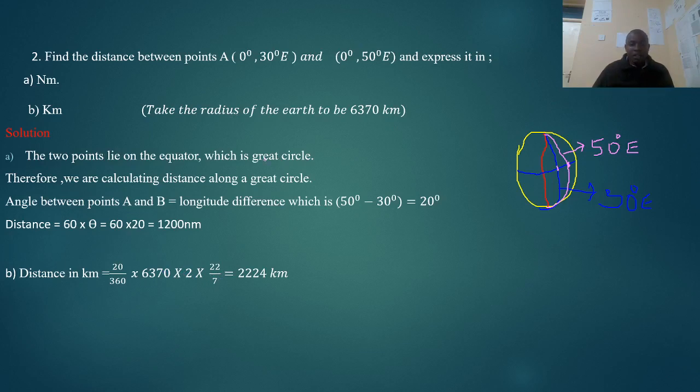That is by saying theta all over 360 times 2 pi r. Because this is at the center, which is the equator, the only great circle, we use this formula for calculating the distance along great circles. So you will find the distance in kilometers, and in nautical miles, this is what you get.